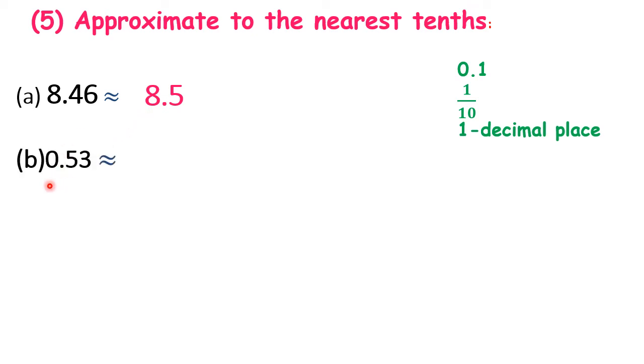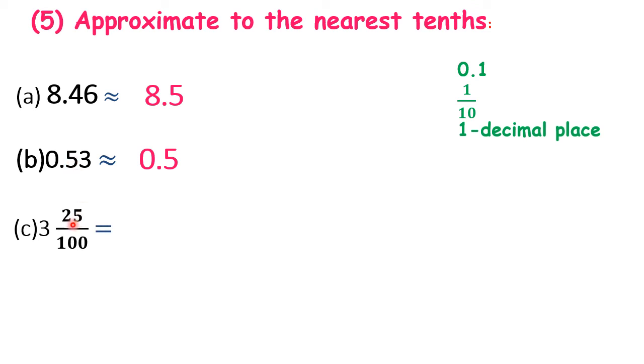B, 53 hundredths. Put a line in 5 and look at the number before. Number 3 is weak or strong? Weak. Don't give me anything, okay? Don't give me a poor number. So the approximation is 0.5. The same number 5.